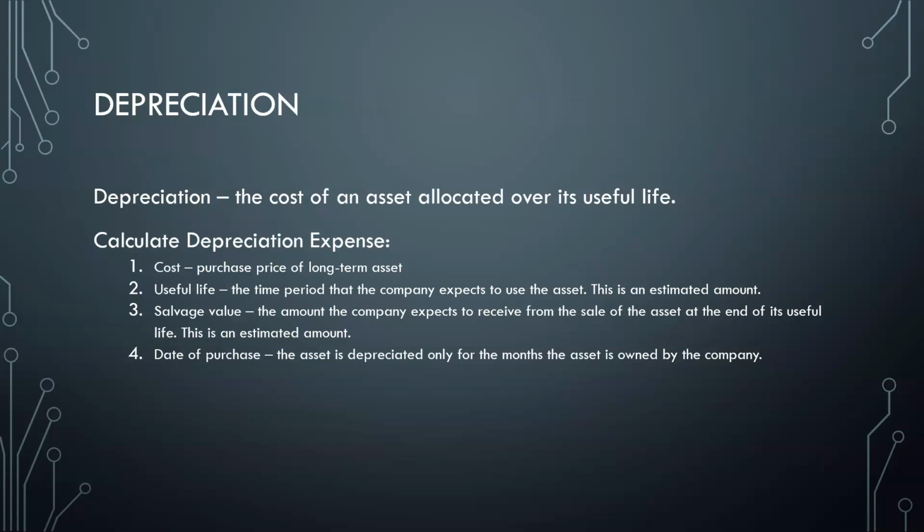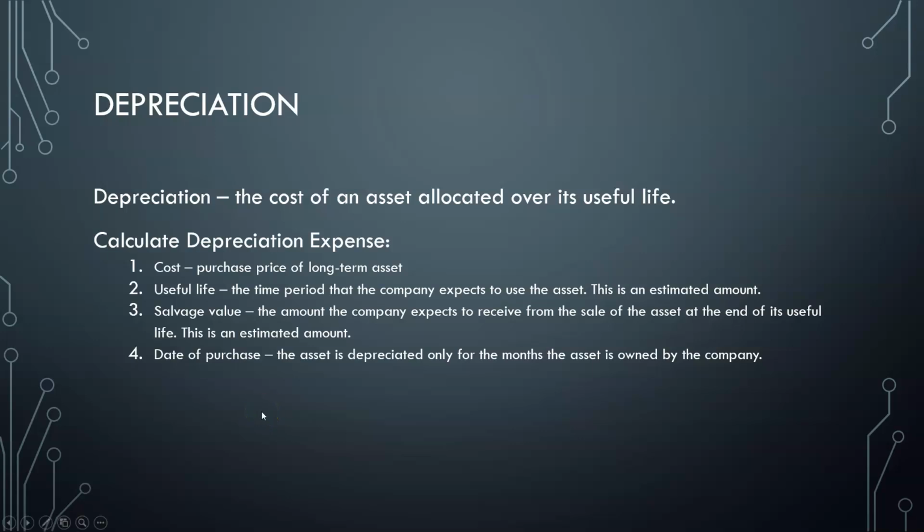The third one is salvage value. Sometimes you'll hear the term residual value. They both mean the same thing. Salvage value is the amount the company expects to receive from the sale of the asset at the end of its useful life. So this is basically how much we can sell the asset for once we're done using it. Again, this is also an estimated amount because this occurs in the future.